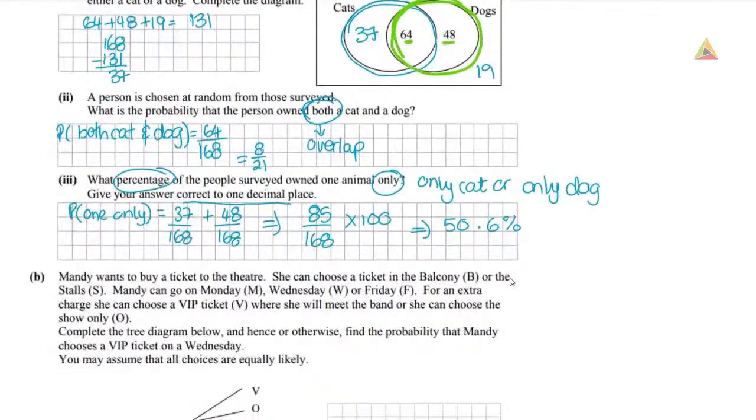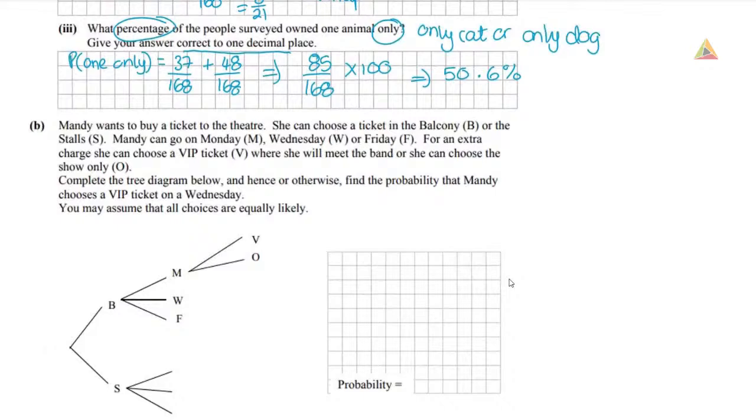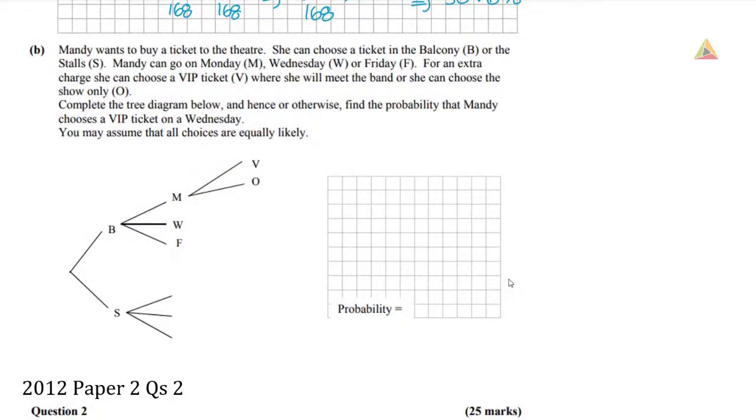The second part of this question then, this is our tree diagram. So we said when we have a tree diagram, we're going to have our branches coming out. So this says Mandy wants to buy a ticket to the theatre. She can choose a ticket in the balcony or the stalls. So there's our first division. We can see that she could either go for the balcony or she could go for the stalls. So we've got our first division.